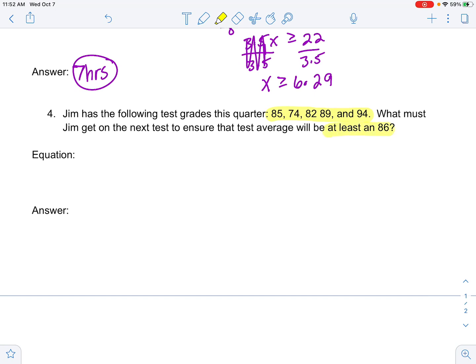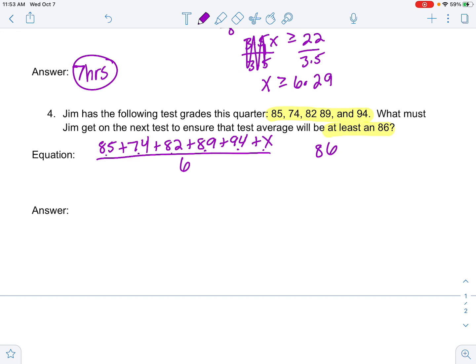So at least an 86. All right, so how do we average numbers? We add them together and divide by how many tests we have. You guys can do the same thing in your test category this year. So I know I have an 85 plus a 74 plus an 82 plus an 89 plus a 94. Do we know what we're getting on the next test? No, let's call that x. To average those, we're going to divide by how many tests we have. So 1, 2, 3, 4, 5, 6 tests.